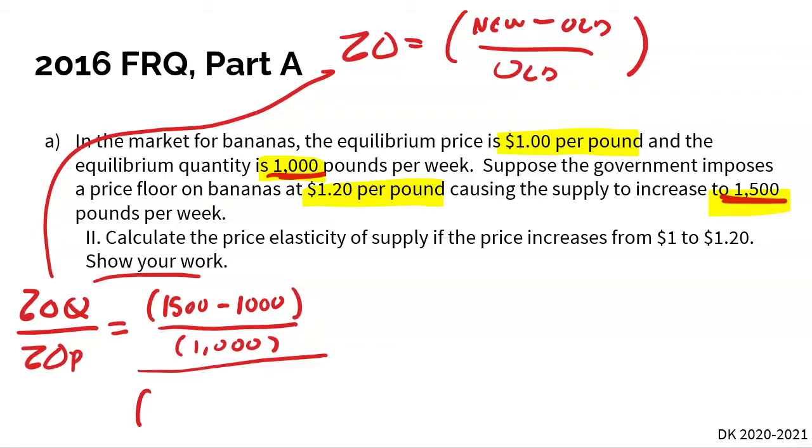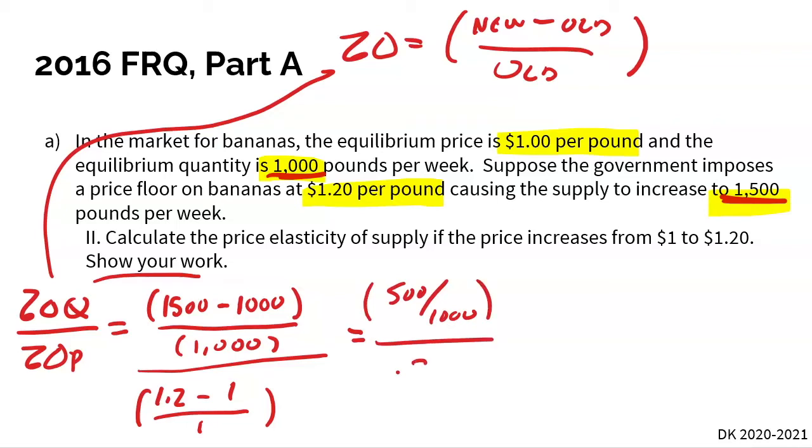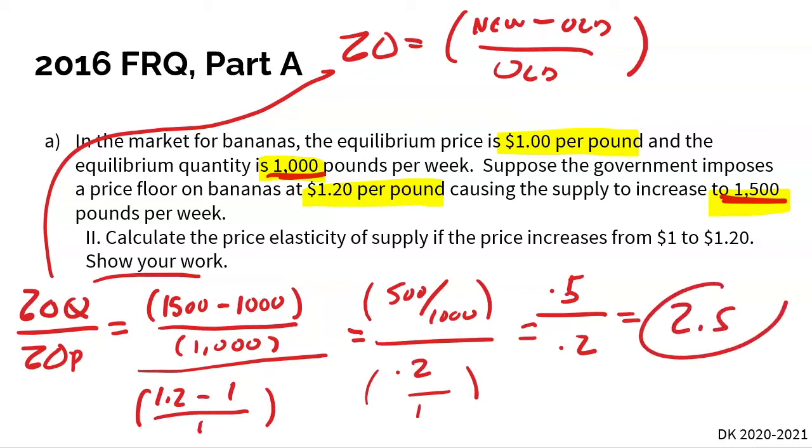But for sake of it, let's just do it. So the new is $1.20 minus the old, which is $1, divided by the old, which is $1 here. So now we get 500 over 1,000 divided by 0.2 over 1, which is just 0.2. So here we get to 1/2 or 0.5 over 0.2. And then you could just plug into your calculator, although you're not going to have a calculator. This is just going to be 2.5. And so our price elasticity of supply is 2.5 here.